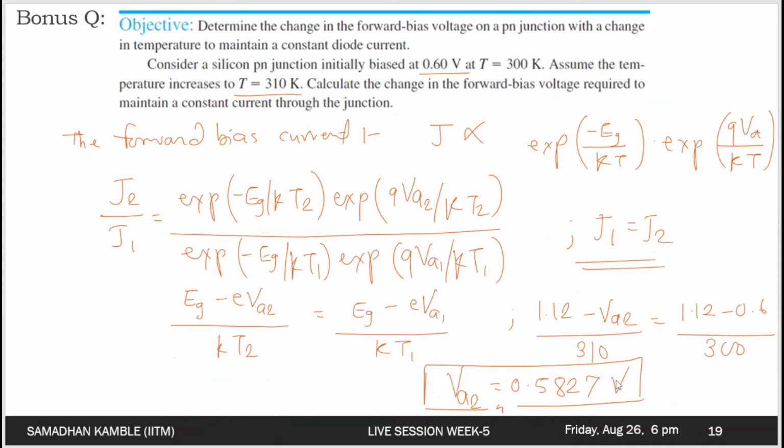Okay, so we can see that the change in the forward bias voltage is about minus 17.3 millivolt for a 10 degrees centigrade temperature change.